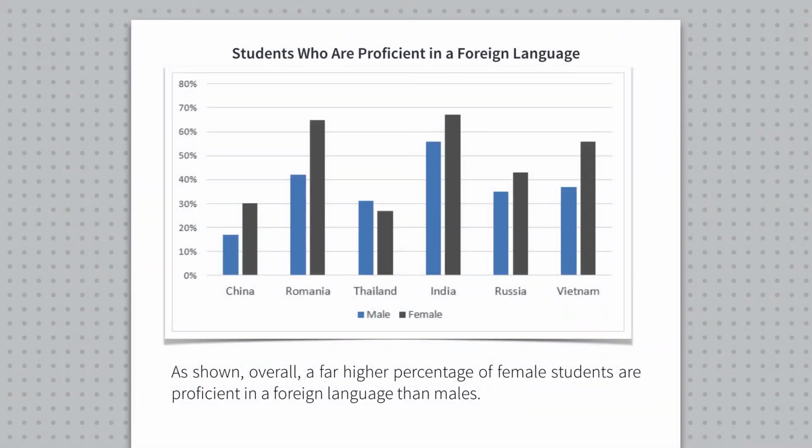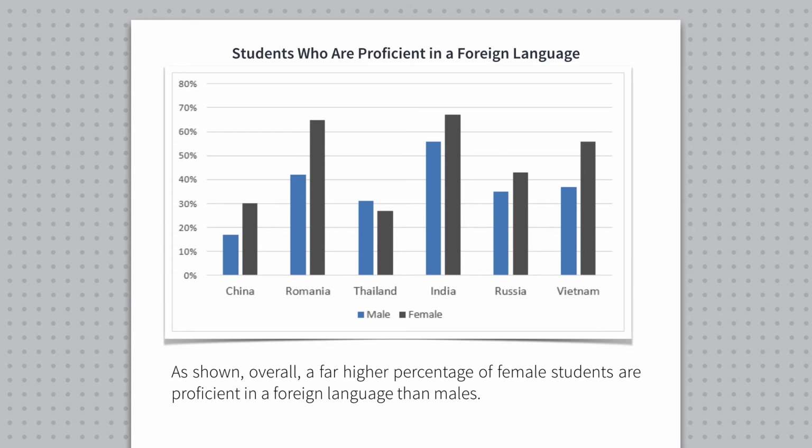So if we look at this same chart again, we can see quite clearly that in 5 of the 6 countries, more females are proficient in a foreign language than males. And that's what we've said here in our topic sentence. As shown, overall, a far higher percentage of female students are proficient in a foreign language than males. There is an exception to that, but it's not a problem because we didn't say in every country.